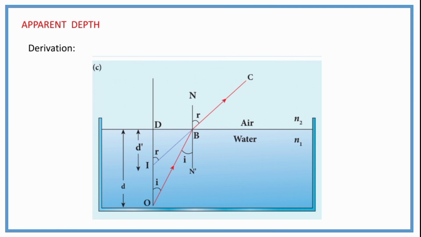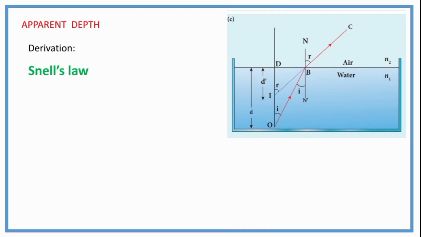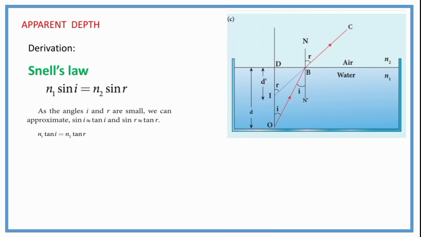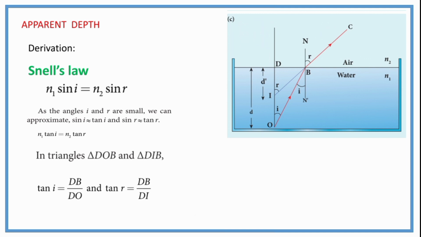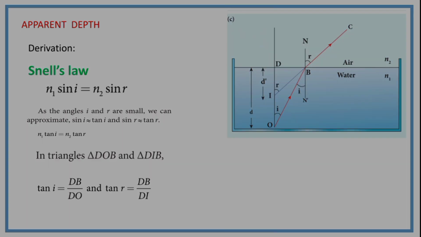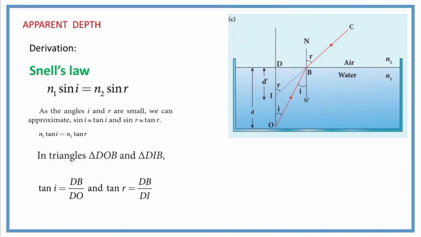I is the angle of incidence and R is the angle of refraction. We know Snell's law, that is n1 sin i equal to n2 sin r. As the angles i and r are very small, we take sin i equal to tan i and sin r equal to tan r, and the equation becomes n1 tan i equal to n2 tan r. In triangles DOB and DIB, we obtain tan i equal to dB by DO and tan r equal to dB by DI. Apply the two values in Snell's law.